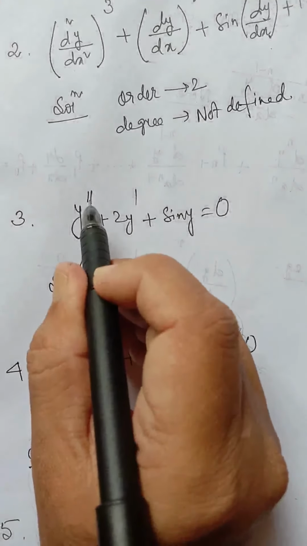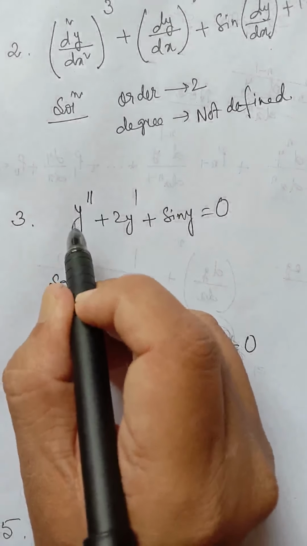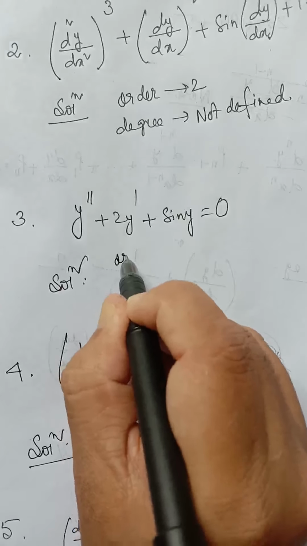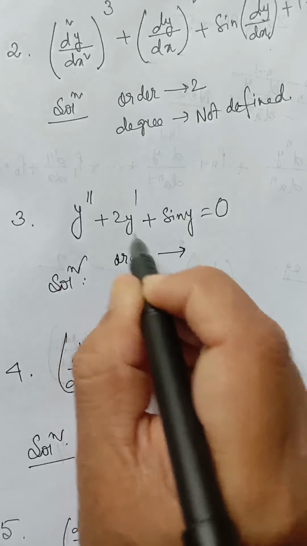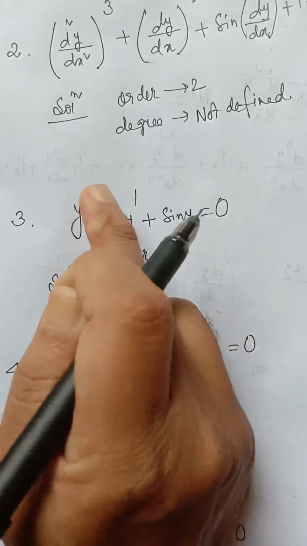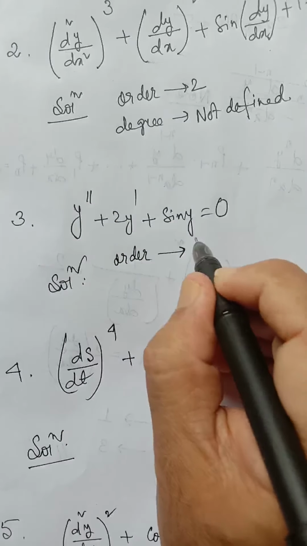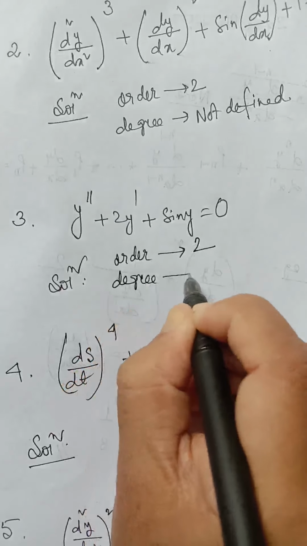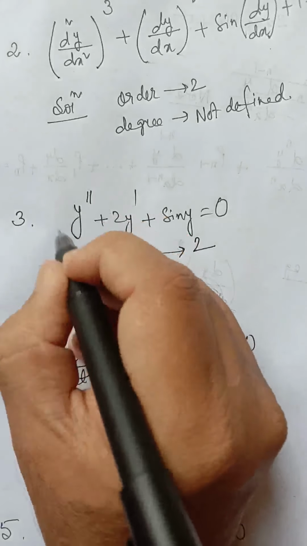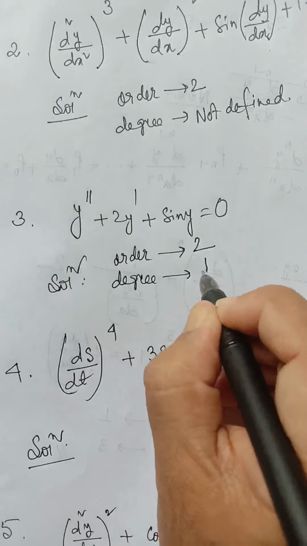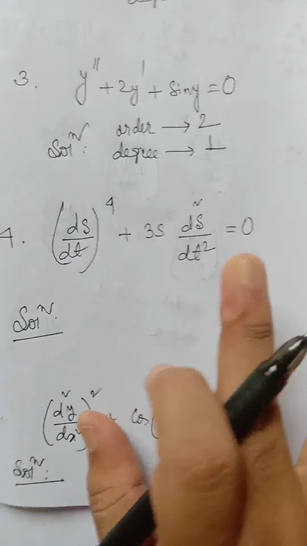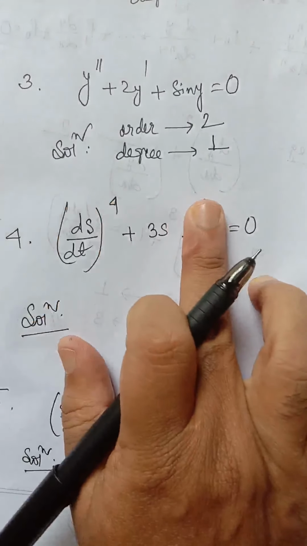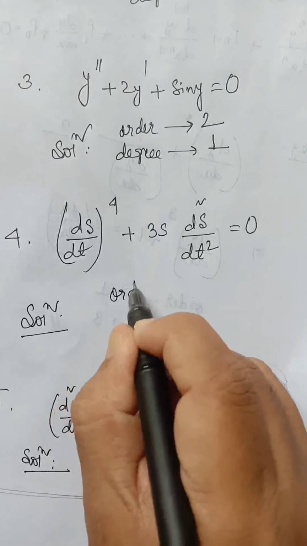Y double dash means double derivative of y, plus 2y dash plus sine y equal to 0. What is the order? The highest order derivative is 2. Y double dash means d2y by dx square. And what is degree? Its power of highest order derivative, which is 1. So degree is 1. Now in this question, first order derivative, second order derivative, so the highest order derivative is 2, so order is 2.